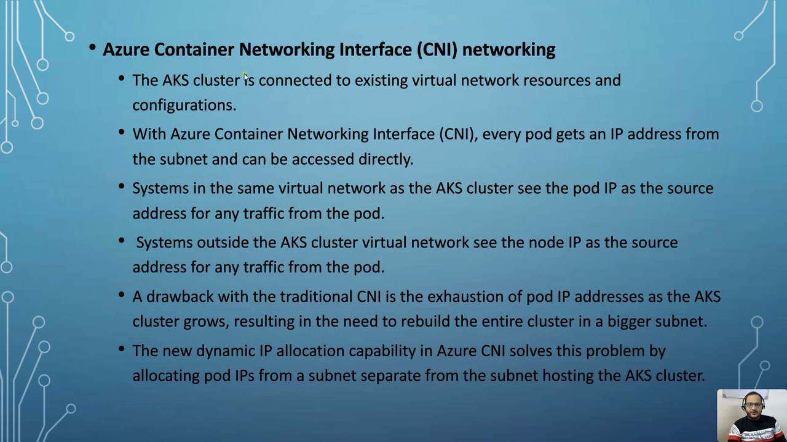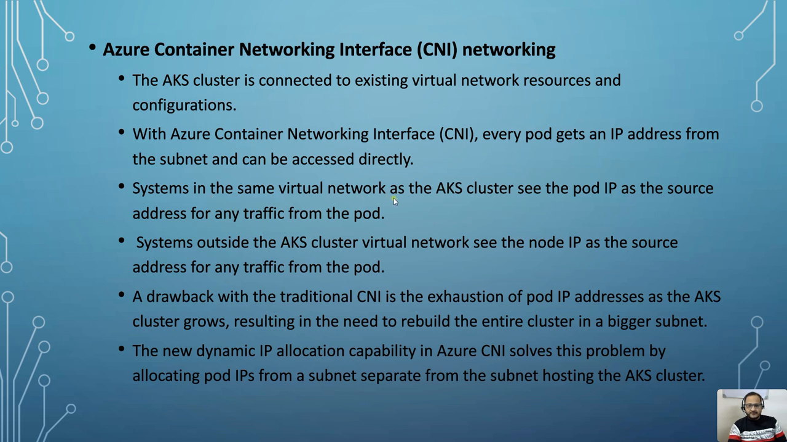Next we have Azure Container Networking, CNI networking. This is the other networking model which we have. The AKS cluster is connected to the existing virtual network resources and configuration. So you can define a predefined virtual network. If you are not using a predefined virtual network, then also node and pod will get IP addresses from the same network. With Azure Container Network Interface, every pod gets an IP address from the subnet and can be accessed directly. So whatever subnet range you define, the pod will get the IP address from that subnet range itself. So it can directly communicate with other services.